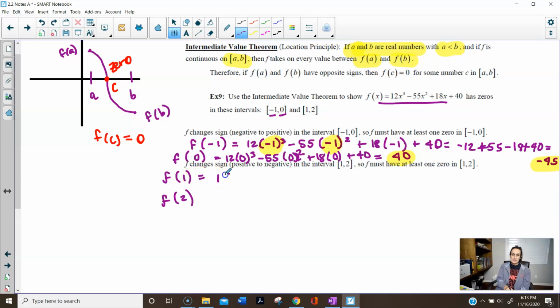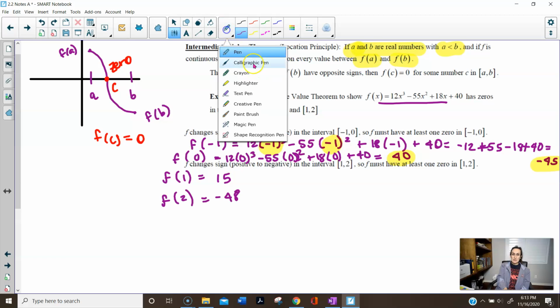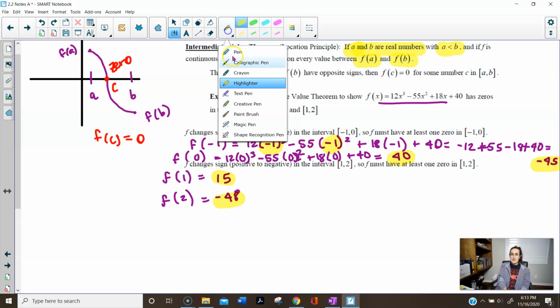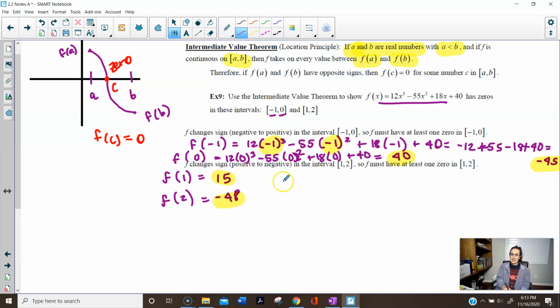F of 1 is going to end up equaling 15. F of 2 is going to equal -48. And so you can see that I went from a positive to a negative. And so since there's a sign change, yes, there is a zero that's going to occur between x is 1 and x is 2 because of the sign change. And that's what the intermediate value theorem is.